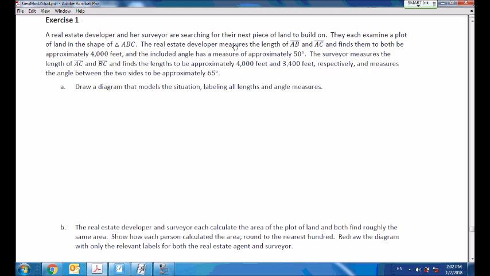Here's an example of using that formula and that idea in exercise 1. A real estate developer and her surveyor are searching for their next piece of land to build on. They each estimate a plot of land in the shape of triangle ABC. The real estate developer measures the length of AB and AC and finds them both to be approximately 4,000 feet, and the included angle has a measure of approximately 50 degrees. So here's a quick sketch of what that might look like, which is all you need for the area formula that we were dealing with.